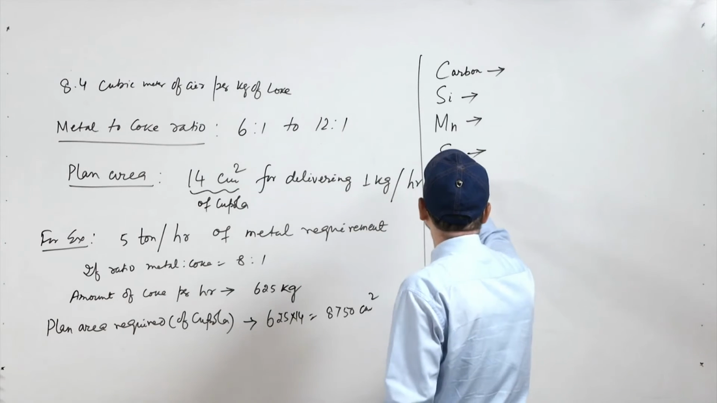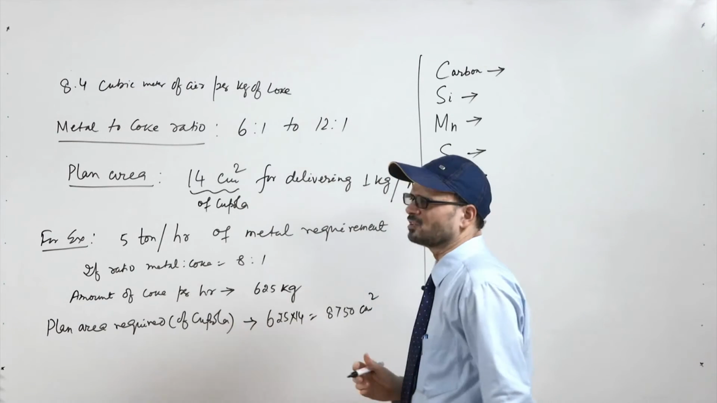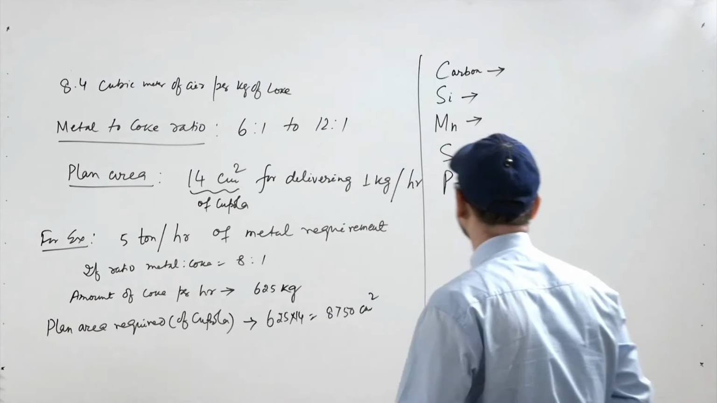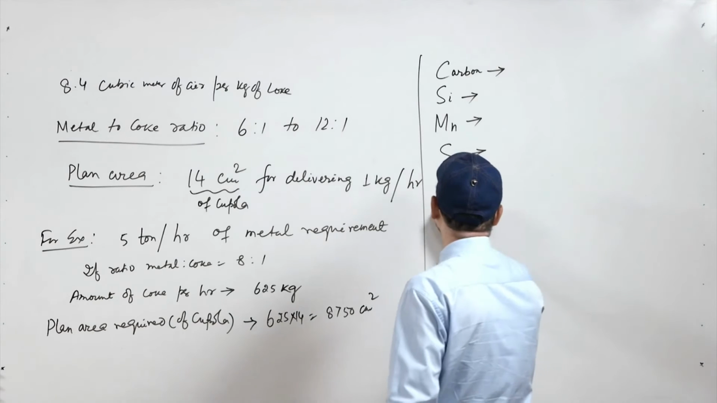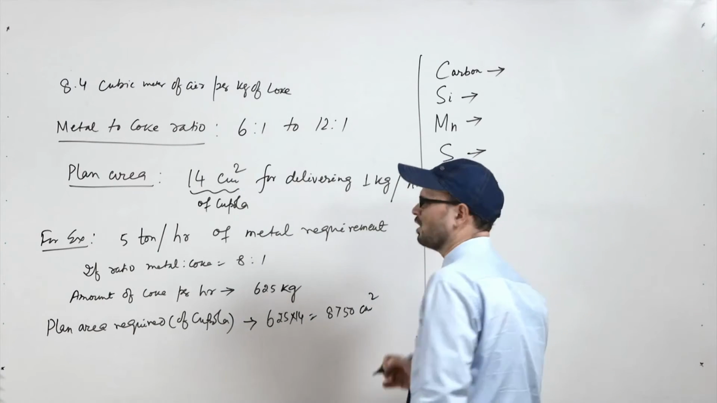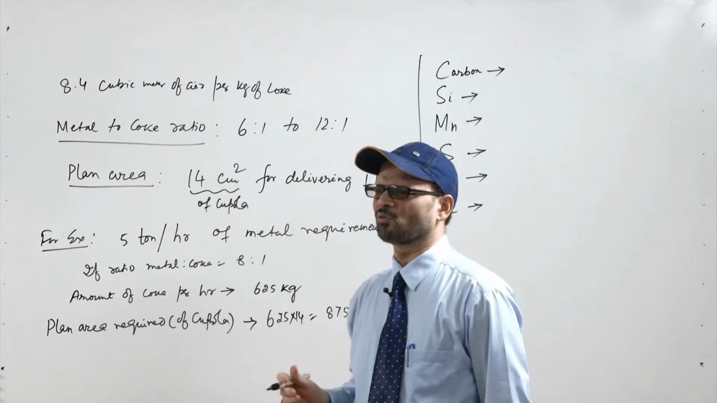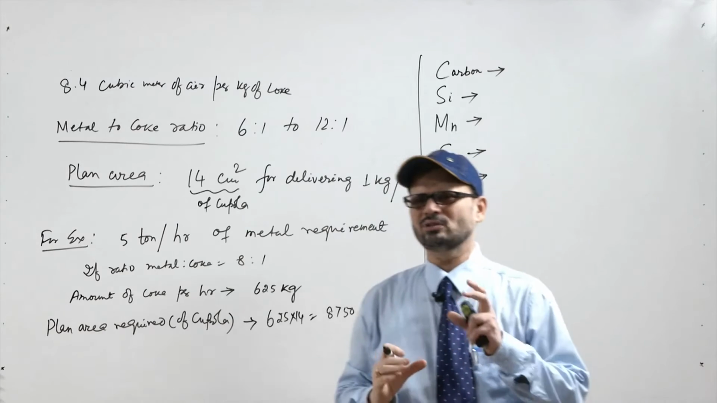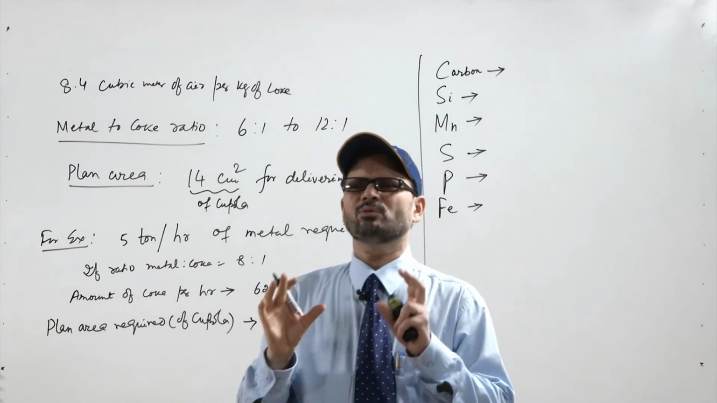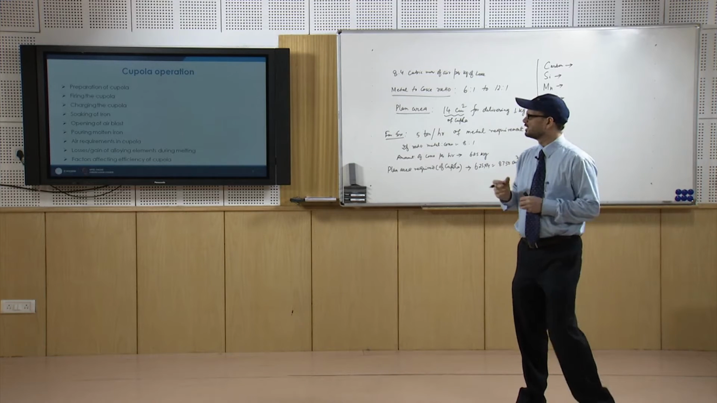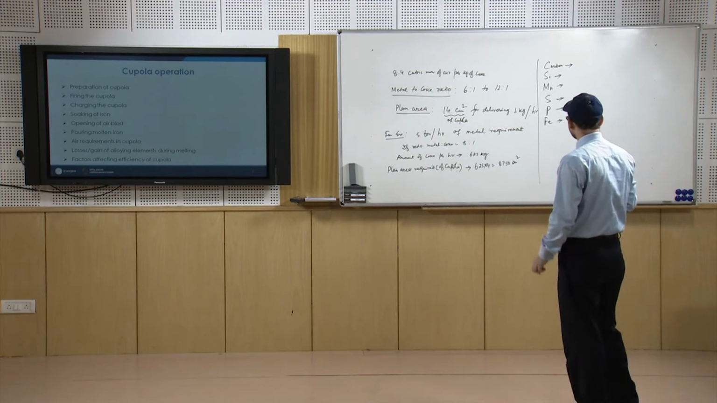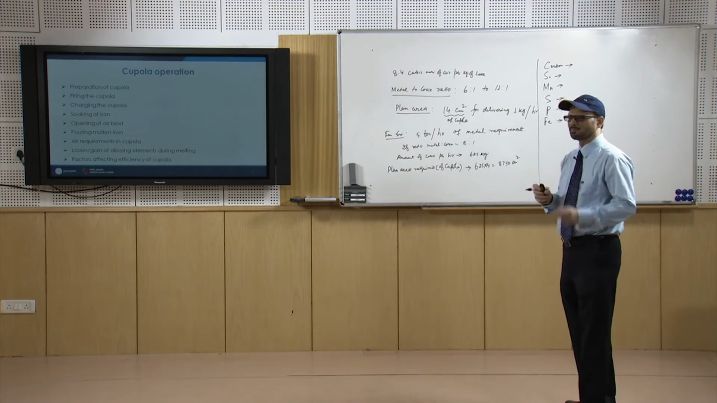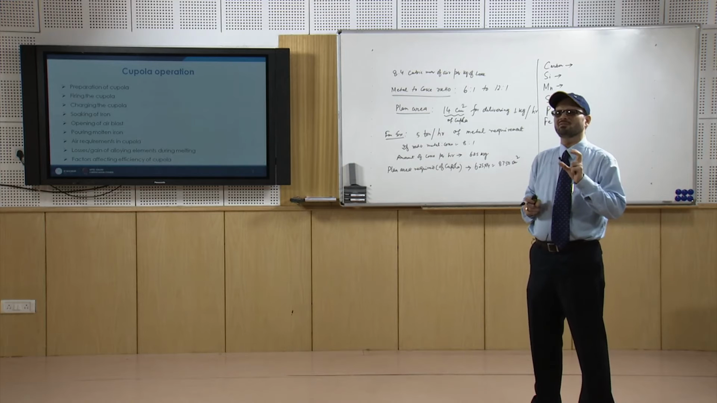Then phosphorus: there is not much change in the amount of phosphorus during this cupola melting, and then there is the rest of iron. Iron is also lost in the process, and something close to 0.3 to 0.4% of iron is lost. So, you have to balance it by putting in the charge which is rich in iron. This way you are maintaining the proper composition of the charged metal.